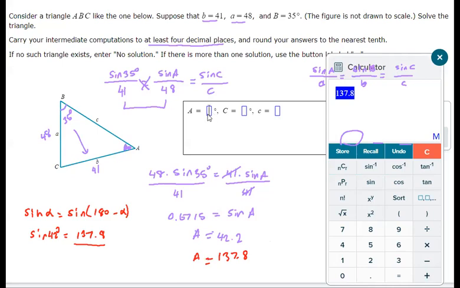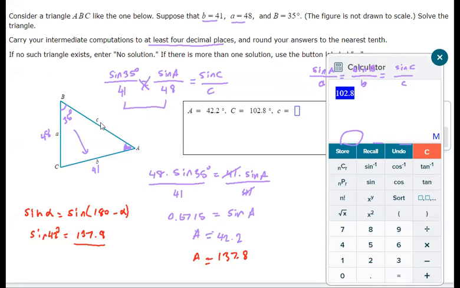Okay, so the angle A, we got 42.2. And then angle C, which is this number plus this number plus this, should add up to 180. So we can find it as well. So let's try that. 180 minus the angle B, which is 35, minus angle A, 42.2, and that's 102 point something, 102.8. And then side C is what we are going to do now.